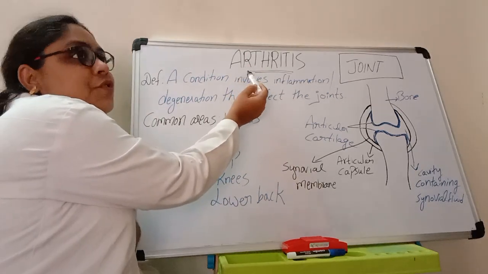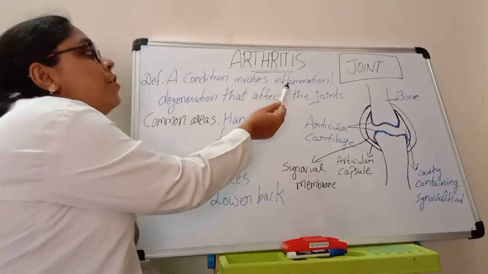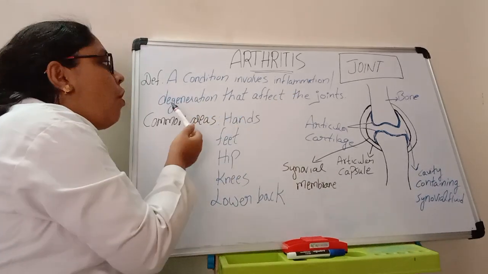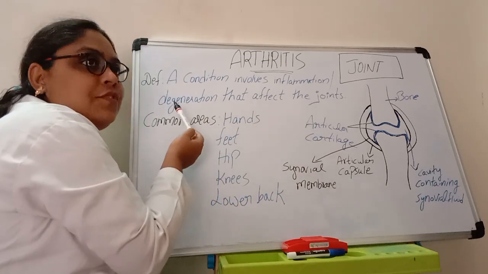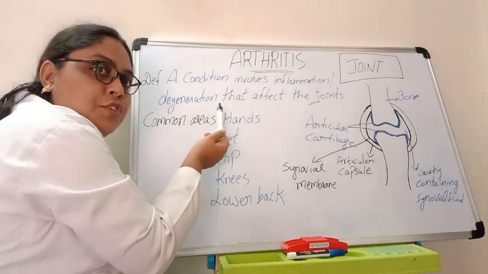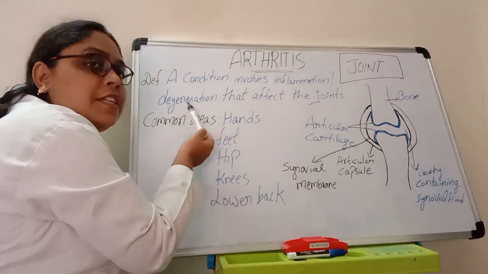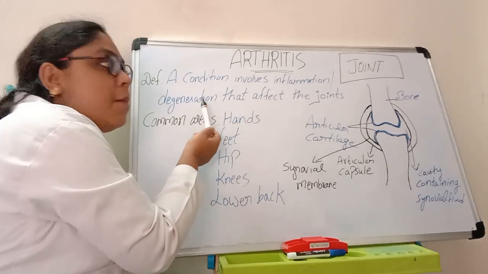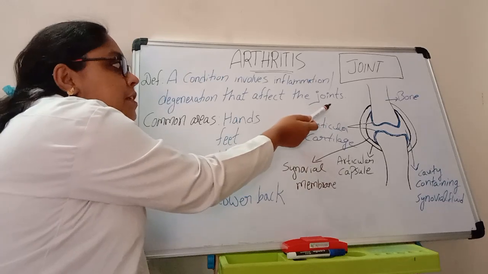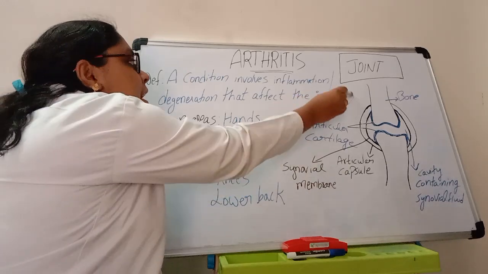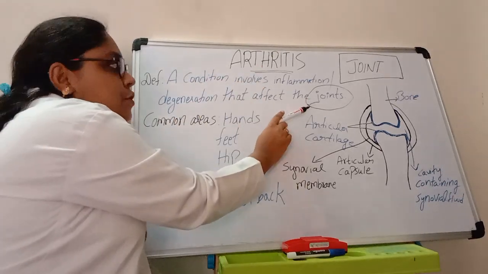Can you see this? Arthritis. So what is meant by arthritis? Arthritis is a condition which involves inflammation or degeneration that affects the joints. There may be inflammation because of any injury or infection, or it can be degeneration. Degeneration means there will be breakdown of the cartilage of the bones, which is affecting the joints. So what is the main thing here? The joint is getting affected in arthritis. So what is this joint?